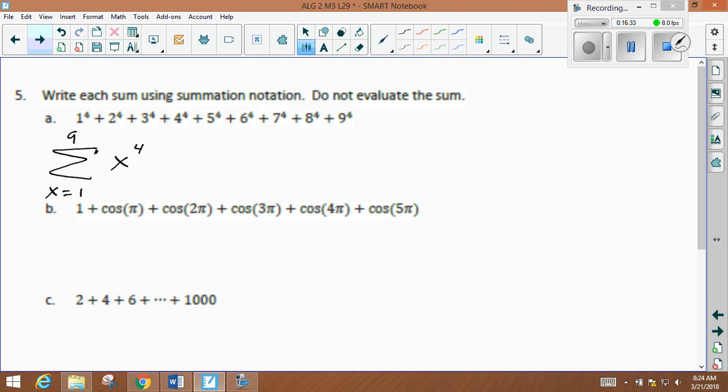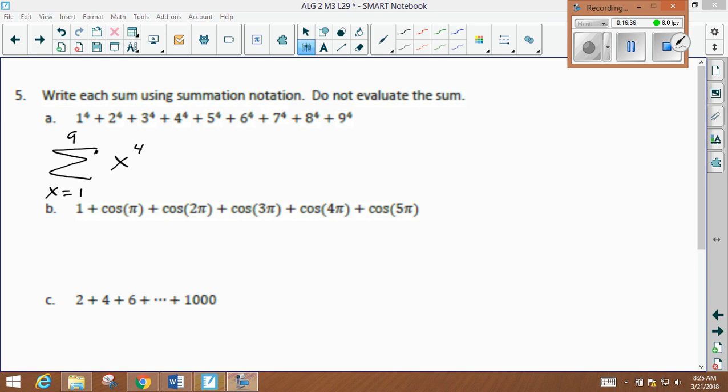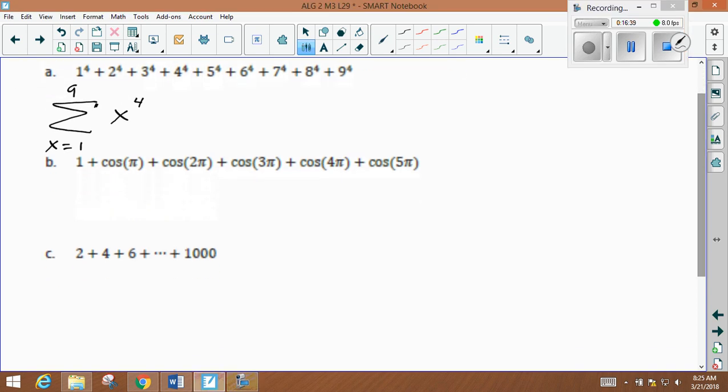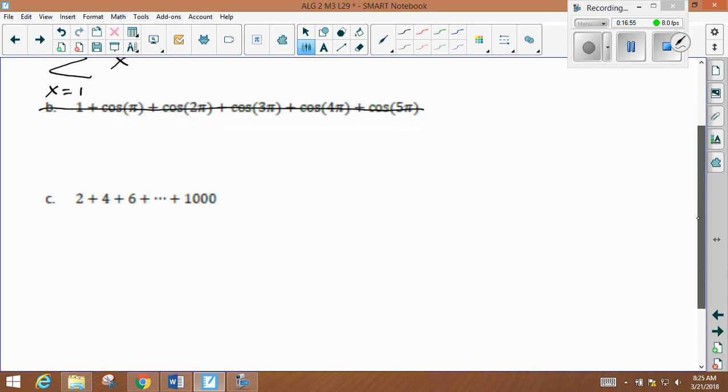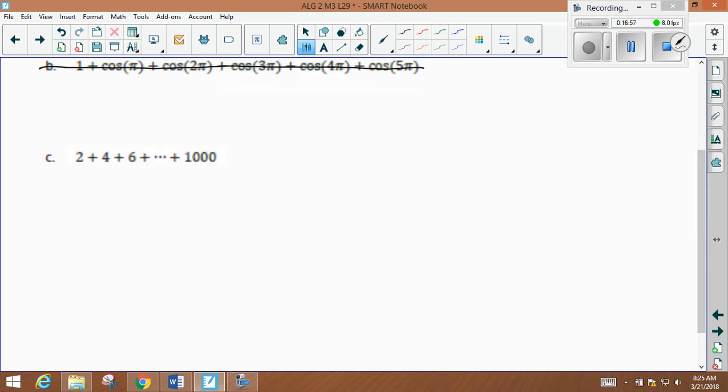Alright, let's do it again. Okay, it doesn't matter because we can figure this thing out, right? Oh no, we can't. We're not going to do this one. You need to know what cosine of 0 is. Okay, well, I'm going to do the easy part. I'm going to write sigma.